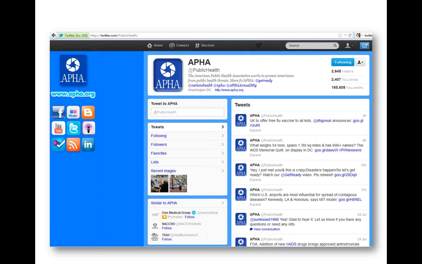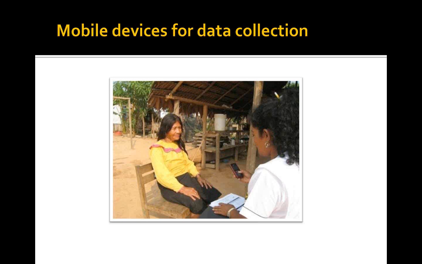Twitter is also a great way for followers to be aware of what public health is and how it promotes health. So here's an example for the American Public Health Association and their Twitter page. The CDC and other organizations are using smartphones currently for disease surveillance in developing countries around the world. So the idea is that not only are these mobile applications useful for passing along information, but also for gathering information and data as well, being able to benefit from these mobile technologies.